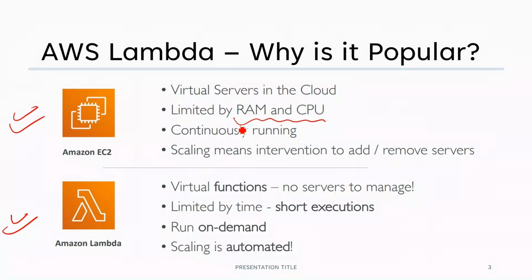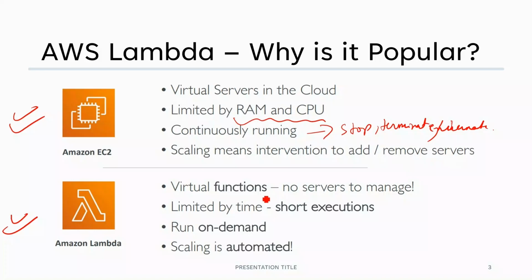Then it is continuously running. On actions, you can either stop, terminate, or hibernate. But the thing is, it is still running. Even if there is no code running on your EC2 instance, the EC2 server is actually running, even though you are not using it. That's what it means. But you can also do all these operations, like stop, terminate, or hibernate your instance, to cut your costs. Scaling means intervention to add or remove servers, and that scaling action is also going to be done by you. You have to define certain scaling policies, dynamic scaling policy, and everything. Everything has to be managed by you.